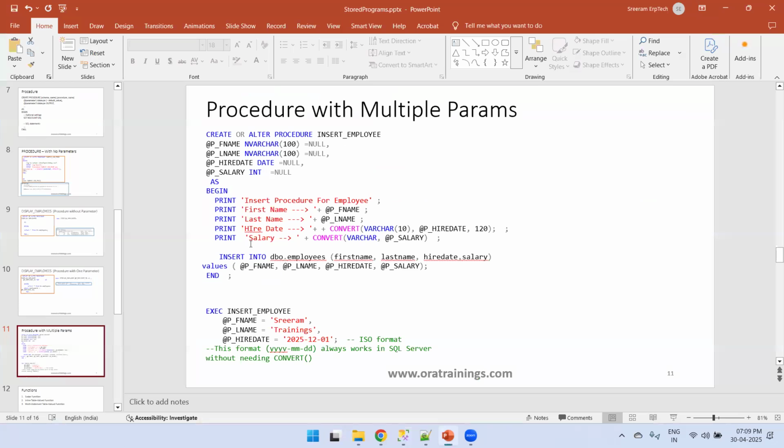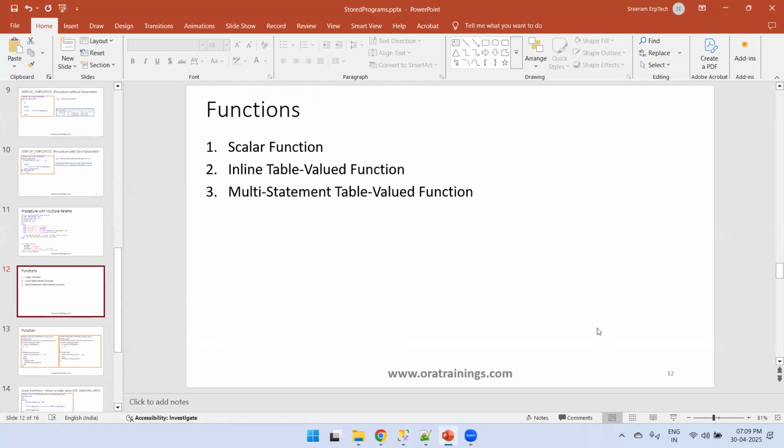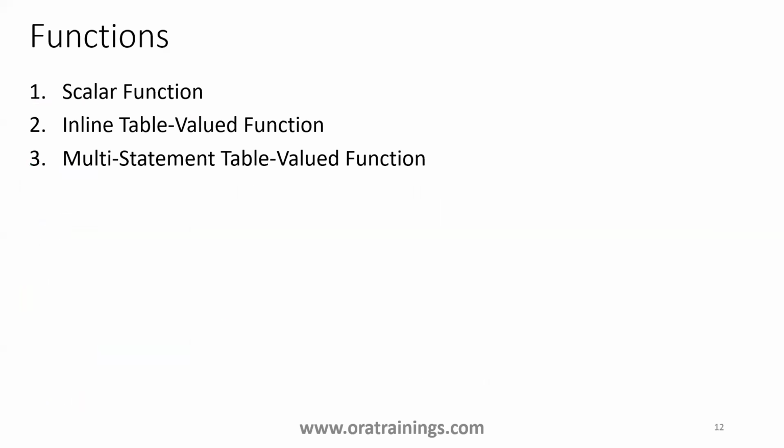Now we'll see another one, functions, right? Functions we generally use for computation purposes. Again, you can use different functions based on the requirement. The first one we call a scalar function, wherein it returns only one value, and the value can be of integer, date, or varchar type. The other one is called inline table function. The third one is multi-statement table valued function. The second and third are almost similar. They are used for returning multiple records and multiple columns rather than a single value.